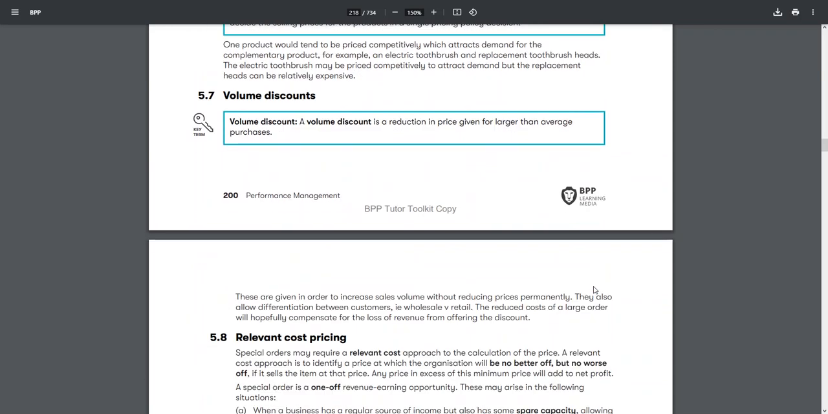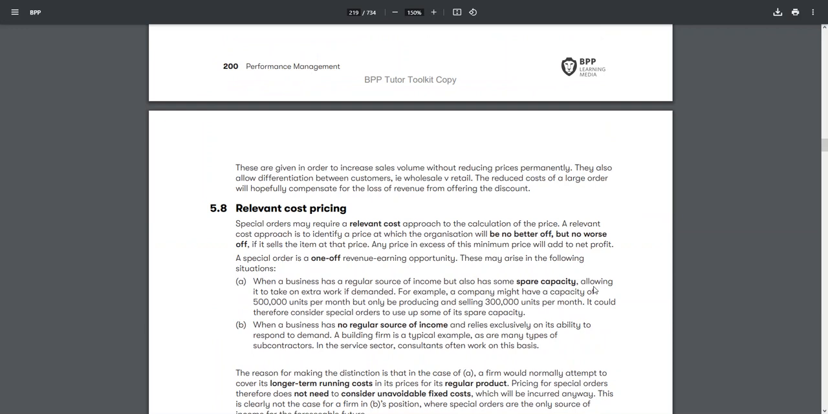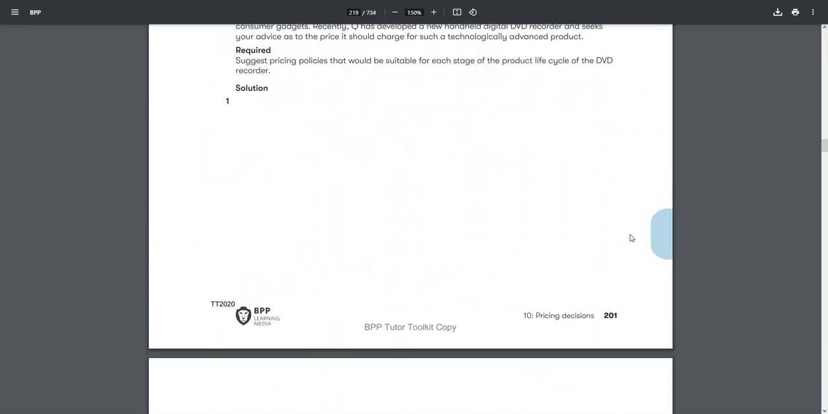Volume discount is when you give a discount to the customer based on the quantity that they purchase. Usually when things are bought in large quantities, because of the economy of scale in the production, in the material that you're purchasing, in the delivery, cost is saved. So that's why you would offer a discount. Relevant cost pricing, as we saw above, would be pricing the product at relevant cost, but relevant cost would be the minimum price that you're charging.